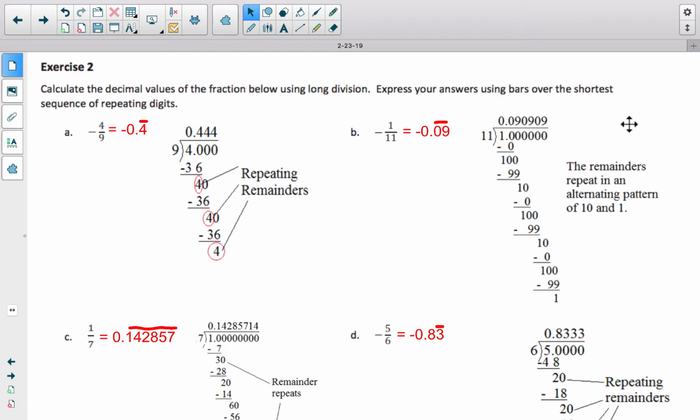Exercise 2, we're going to start with A and B. With A, this 4 seems to be repeating. The remainder keeps being 4. So this is the decimal representation. Notice the line over top of the 4. Also notice that the decimal version is negative because the fractional value is negative as well. For B, the 0 and the 9 keep repeating. So the line should be over both the 0 and the 9, not just one or the other. And once again, it should be negative because the fraction is negative. This is an alternating pattern of repetition of 0 and 9.